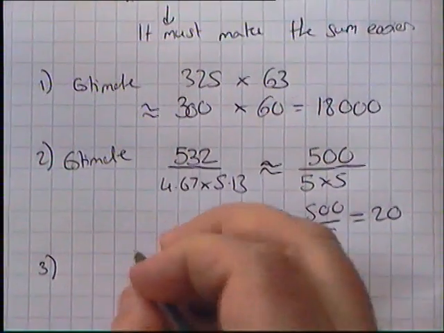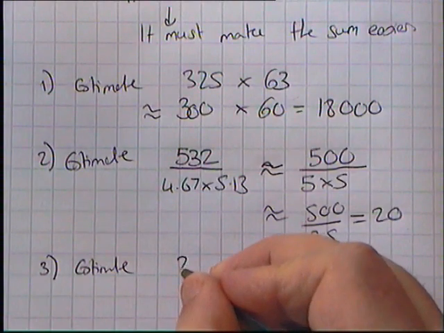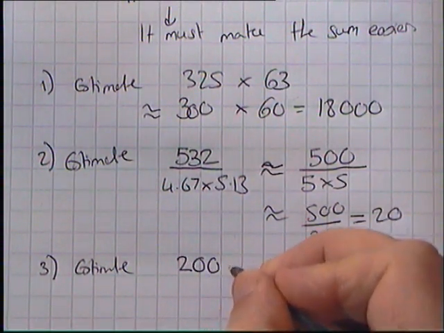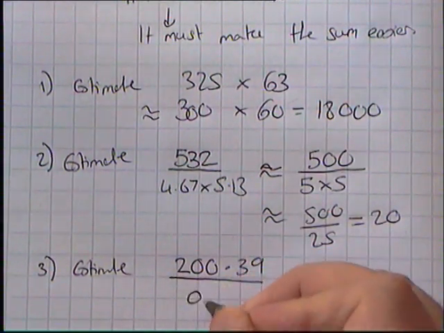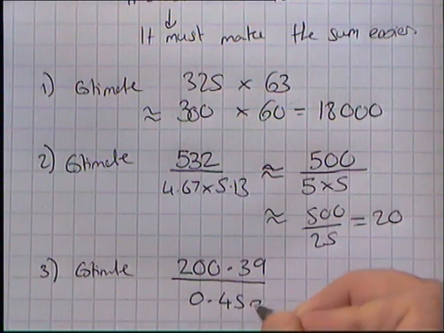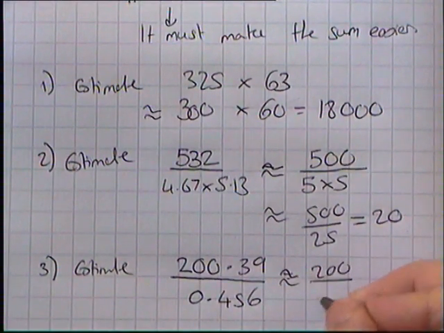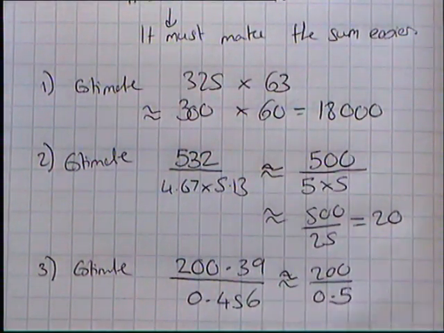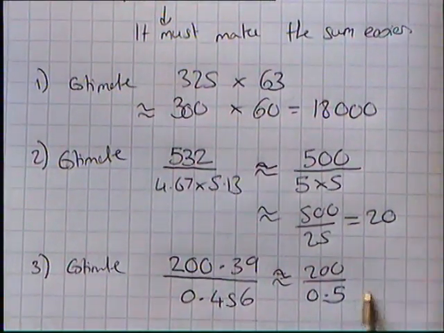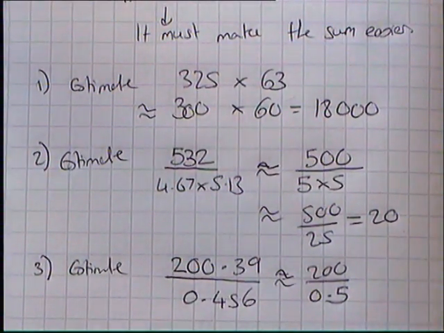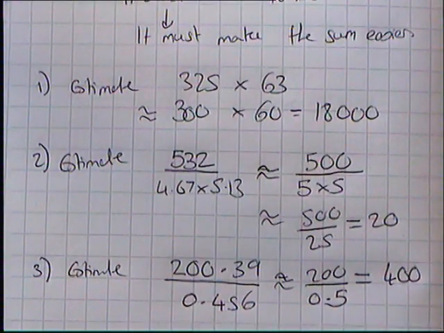Question 3. Estimate 200.39 divided by 0.456. In this case, you'd say that's approximately 200 divided by 0.5. Now, in order to do this, 0.5 is about a half. And I imagine I've got 200 cakes and I split each one into a half. How many pieces would I have? Well, I'd end up with 400 pieces. So that's my approximation.